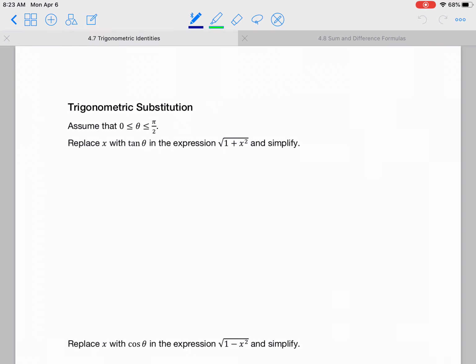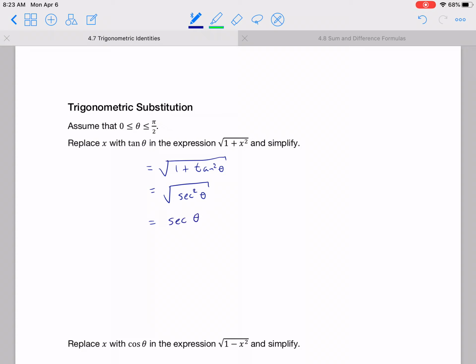Now the next one is with trigonometric substitutions. And so we assume that we're between 0 and pi over 2. And what we're going to do is, you can do this sometimes, we can replace the x with tangent in the expression and start simplifying. And so this becomes square root of 1 plus tangent squared. And then this can become square root of, remember 1 plus tangent squared is secant squared from our Pythagorean identities. And then square root of secant squared is secant theta.